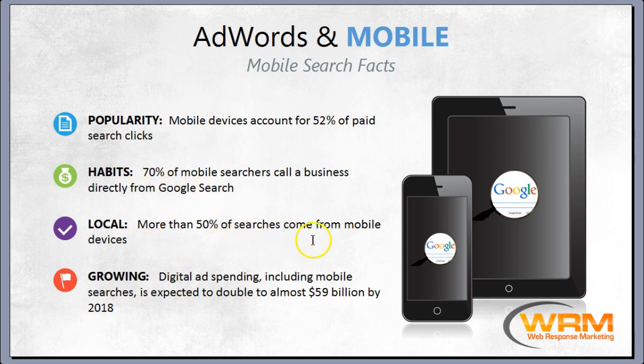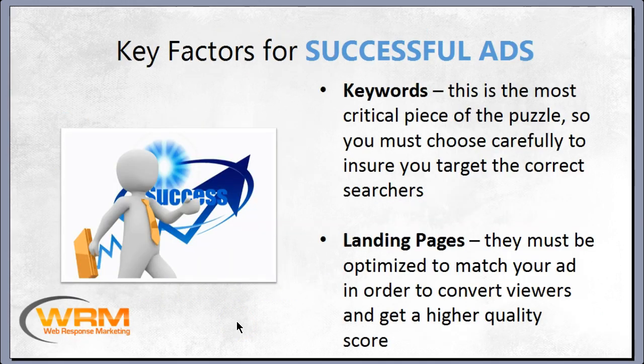More than 50% of searches come from mobile devices, pretty much like we see here on top. And then we know that digital ad spending is growing, and it's going to grow to this amount in 2018, which is basically growing about 12% on a yearly basis.